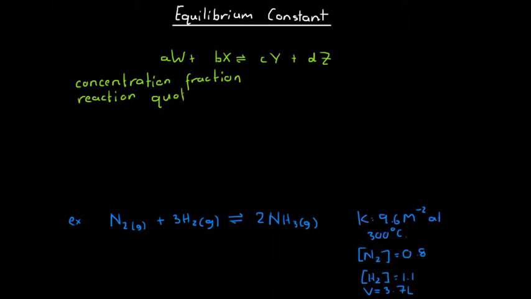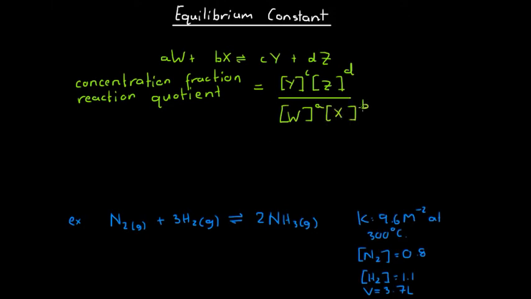Now, the concentration fraction is also sometimes referred to as the reaction quotient. And up here we have a general chemical equation with coefficients A, B, C, and D, and reactants and products W, X, Y, and Z. And so the concentration fraction, or the reaction quotient, for this general reaction is equal to the concentration of both of the products raised to the power of their coefficient, divided by the concentrations of the reactants, again to the power of their coefficients.